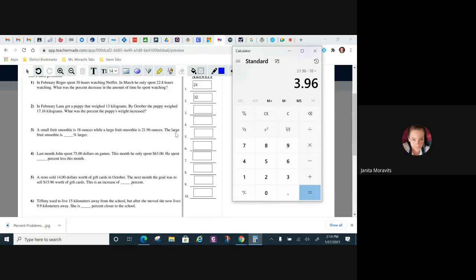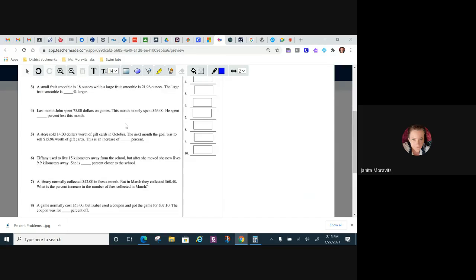All right, don't let this part fool you. The large, they want to know how much bigger it is. So we want to know how much it increases percentage-wise. So we have 3.96, and our original amount right here is 18, divided by 18. That's 0.22. So remember, we can either move our decimal 2 places to the right, or we can multiply it times 100 and get 22% for number 3.